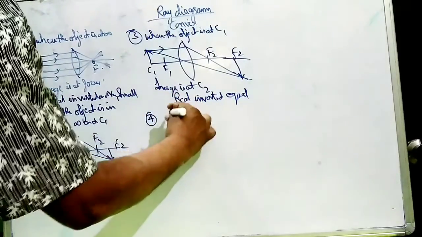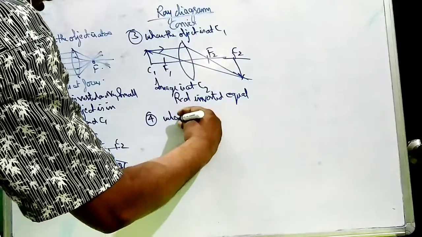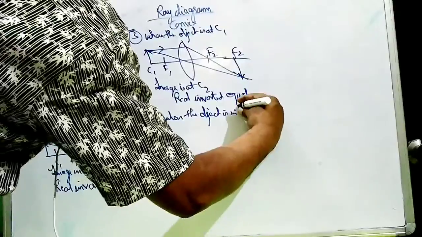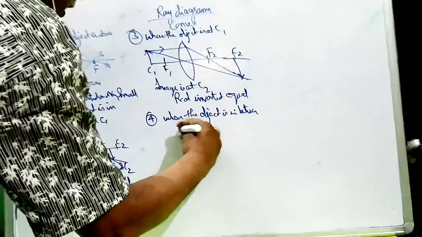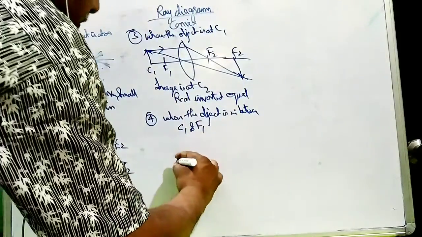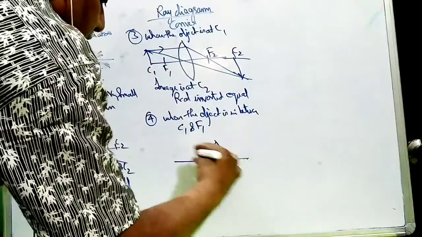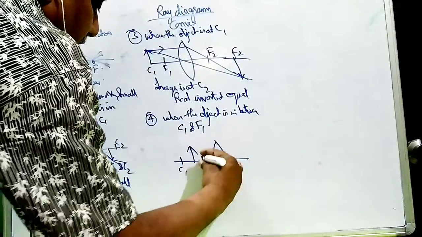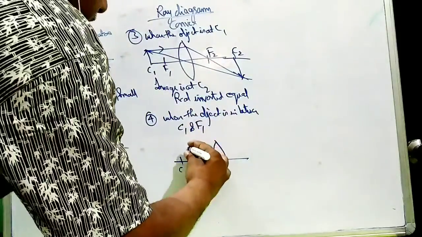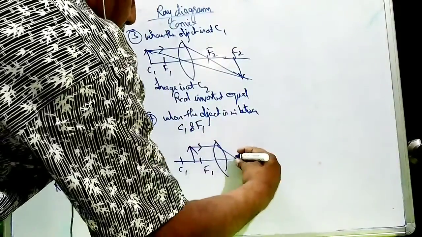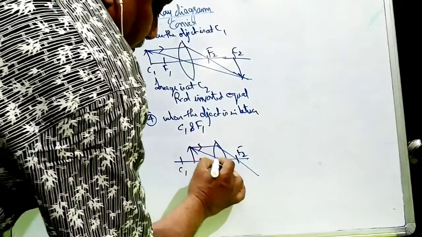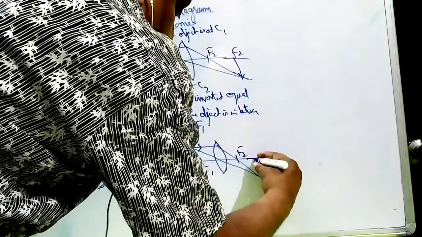Fourth, further on increasing the distance, when the object is in between center of curvature and focus. So if it is lying between center of curvature and focus, it means it is lying over here. This is the center of curvature, this is focus, and the object is lying between them. First of all, it will pass through focus after refraction, and second, the ray starting from the optical center will meet somewhere in an outward direction.